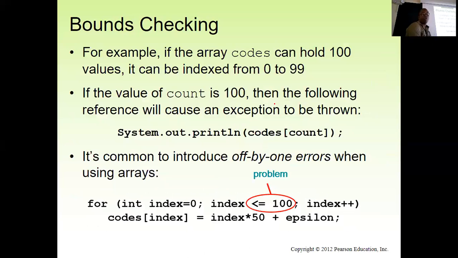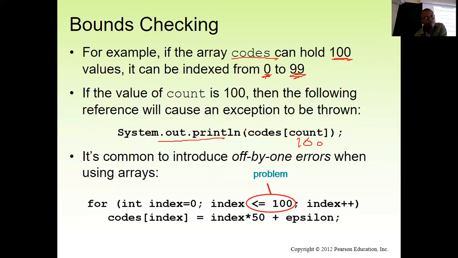Now here's an example of what we're talking about. Let's say we have an array called codes that can hold 100 values. That really means that I have indexes from 0 to 99. So if the value of count is 100, then the following reference will cause an exception, right? Because I set count to 100 and then I pass count in here, so what is going to be in here is 100. If I try to print out code's position 100, that doesn't exist.